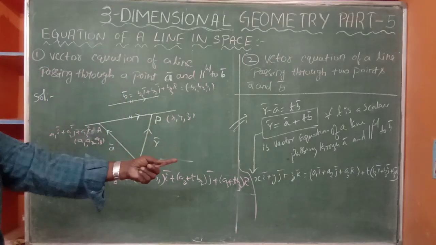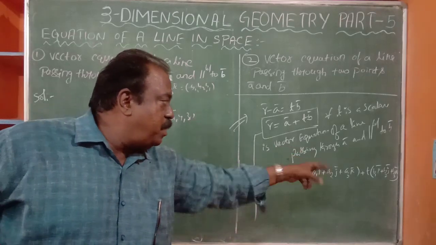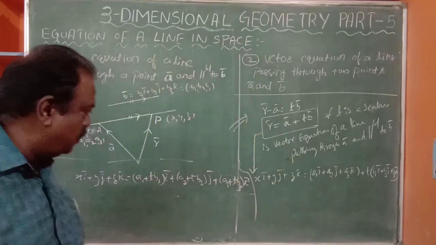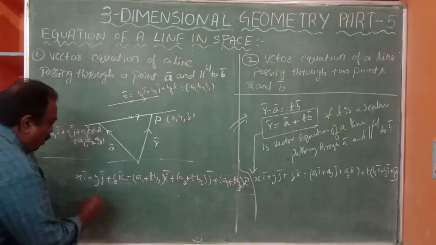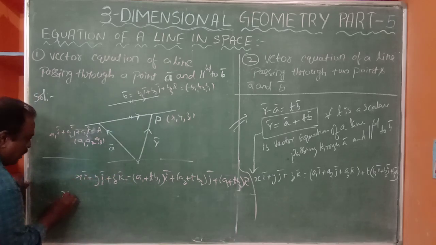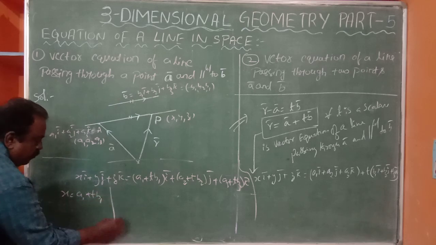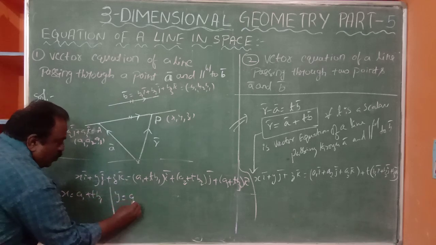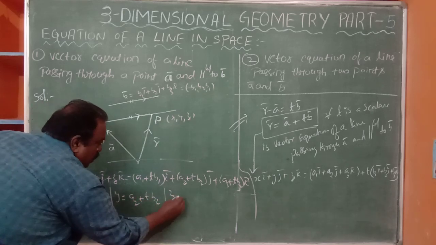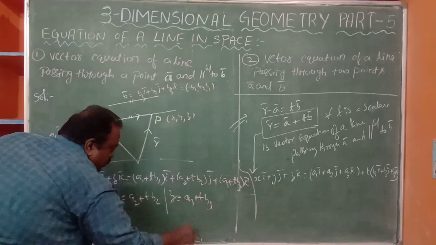A1 i plus t B1 i, i is taken as common. A2 j plus t B2 j, A3 k plus t B3 k is there. Now comparing the i coefficient, j coefficient, k coefficient: x is equal to A1 plus t B1, y is equal to A2 plus t B2, z is equal to A3 plus t B3.